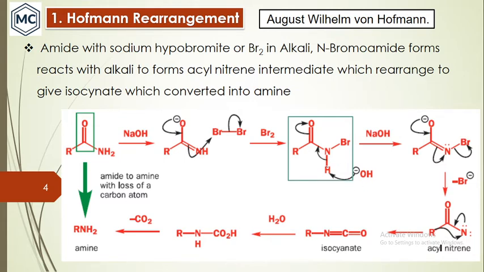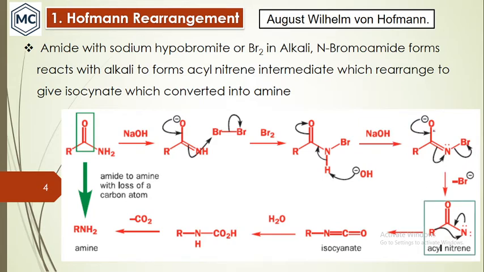It again abstracts this H and forms N minus, and this N minus can form a double bond, like in the previous case, like this. It forms a double bond and CO minus, and this is the product. Then it restores this oxygen pi bond like this, the double bond breaks, and bromine leaves. Exactly, this bromine leaves, and it forms the acyl nitrene. This is called acyl nitrene.